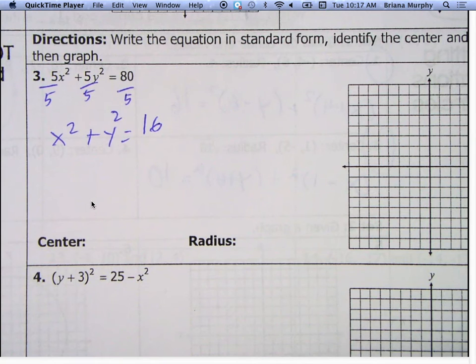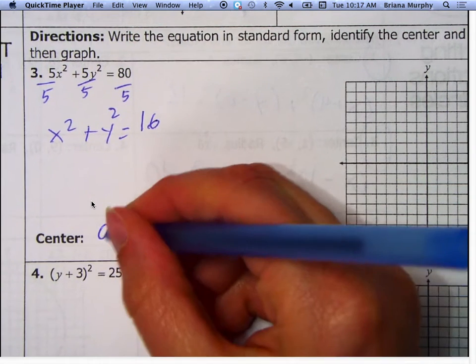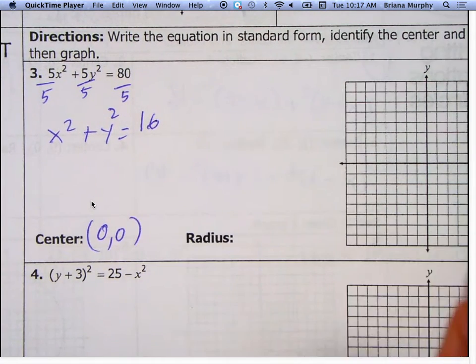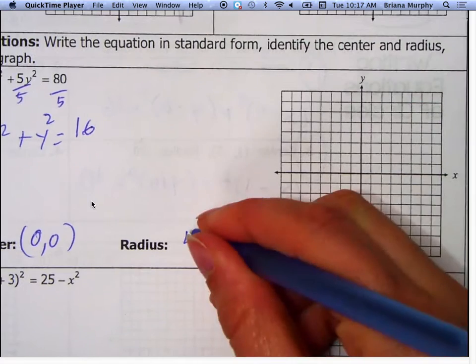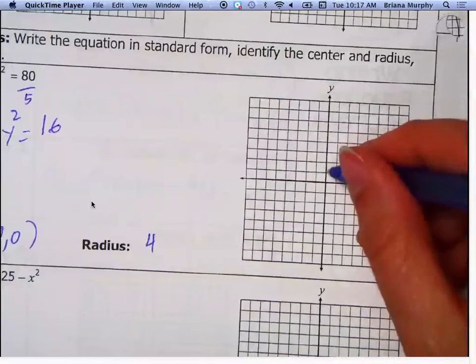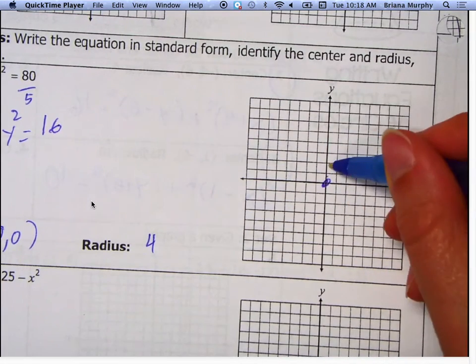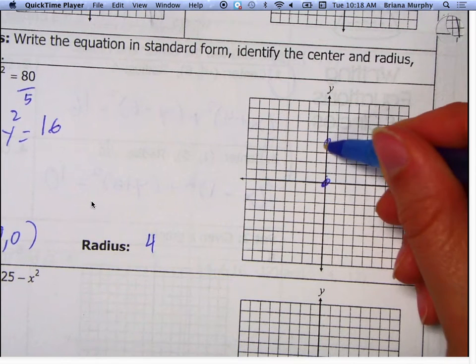What is the center then? There's nothing being added to the x or y, so the center has to be 0, 0. And what's going to be the radius? 4. Okay. So we're going to put a dot on 0, 0. And we're going to go 1, 2, 3, 4.